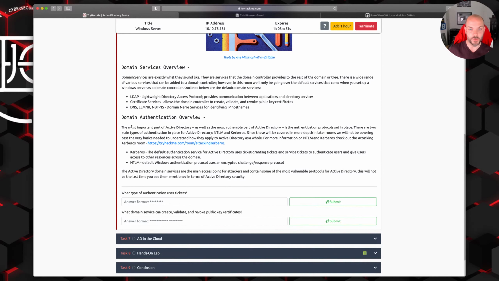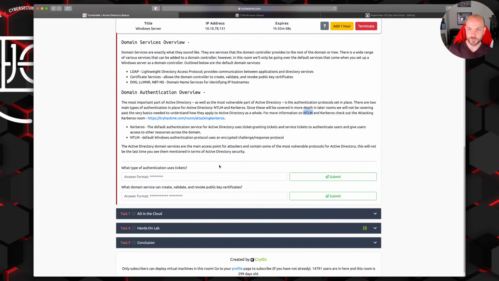Domain authentication overview. There are two main types of authentication in place for Active Directory: NTLM and Kerberos. I think we're going to be hitting that up a little more within those rooms, and they'll do a deeper dive into Kerberos, with ticket granting tickets and ticket granting servers, and how all of that goes back and forth. And NTLM, the different versions of NTLM, and the ones that are vulnerable, and all that type of stuff. I'm sure we are going to hit up a lot more in those other rooms.